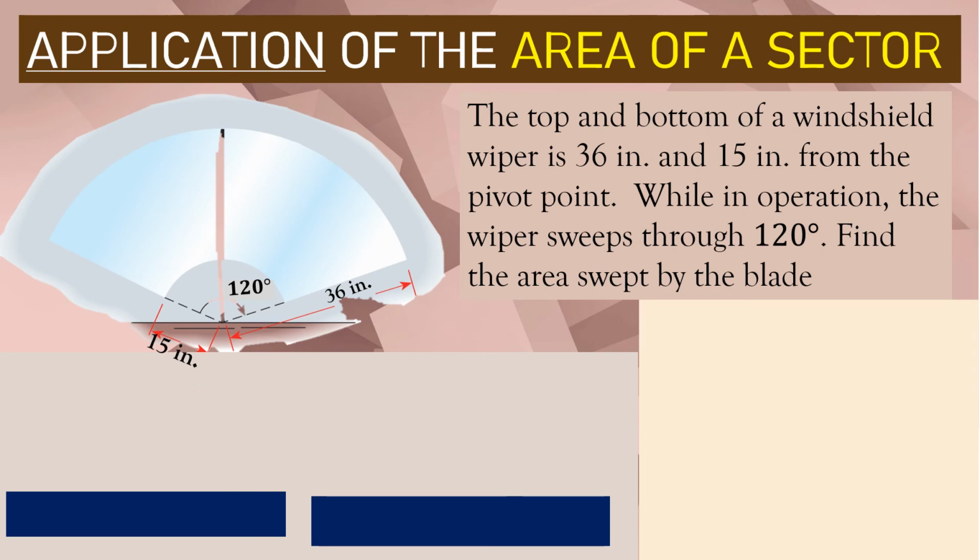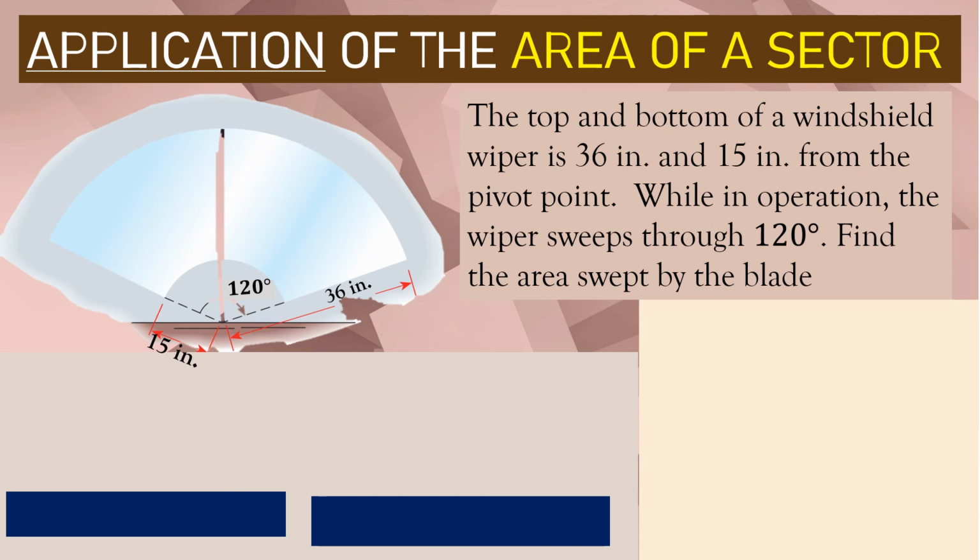Okay, we consider this windshield wiper 36 inches from the bottom to the pivot point, and from the tip or the bottom of the blade to the pivot point is 15 inches. So, mapapansin mo, para bumubuo siya ng isang circle. Now, while in operation, the wiper sweeps through 120 degrees. So, nung nag-wipe na daw itong blade, nagsisweep siya ng 120 degrees. Kasi ito siya. Find the area swept by the blade.